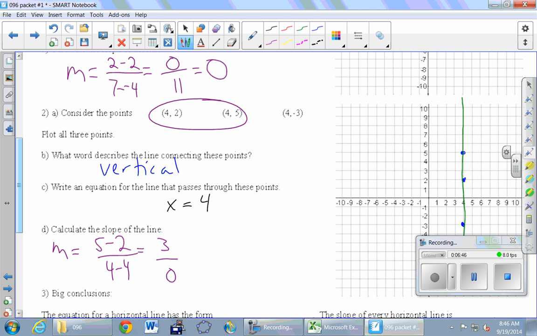What can you say about a fraction 3 over 0? It's undefined. It isn't 0. 3 divided by 0 is undefined. So that means that the slope of this vertical line is undefined. And the slope of every vertical line is undefined. Because when you're doing rise over run on a vertical line, you got lots of rising happening, but no running at all, which means the bottom is always going to be 0 for this slope calculation.